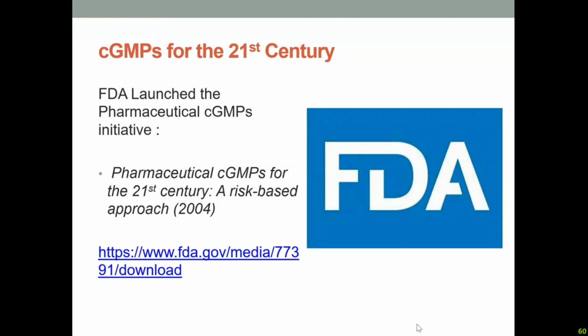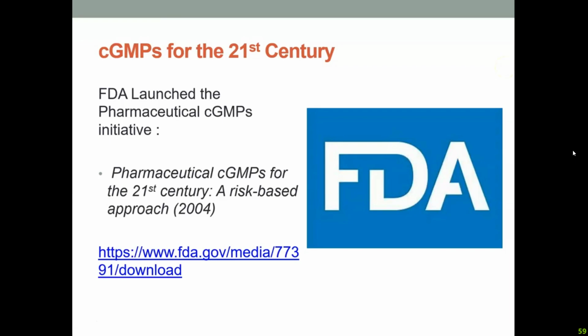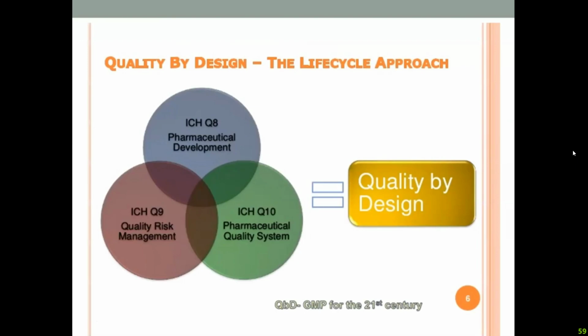In 2004, the FDA launched the pharmaceutical GMP initiative called Pharmaceutical GMPs for the 21st Century, a risk-based approach. The link to read this document is in your appendix to this lesson plan. In this document, they explained how they wanted to look at a more proactive approach for management of quality in the pharmaceutical industry. The ICH guidelines, we talked earlier on in another lesson about ICH, the International Conference for Harmonization.